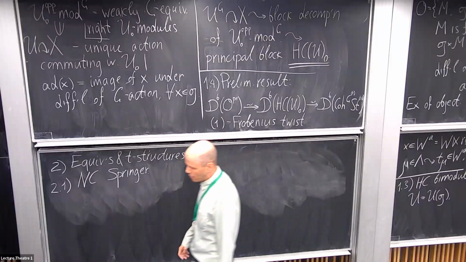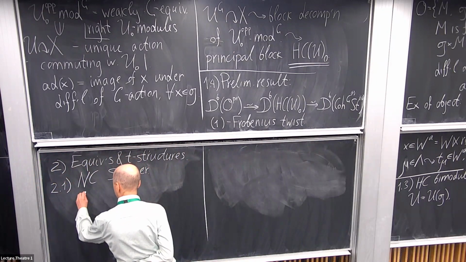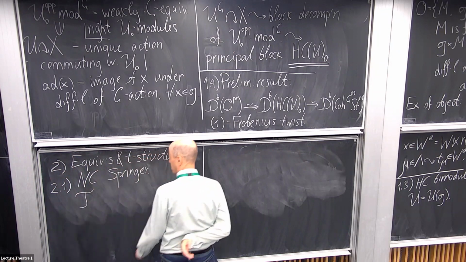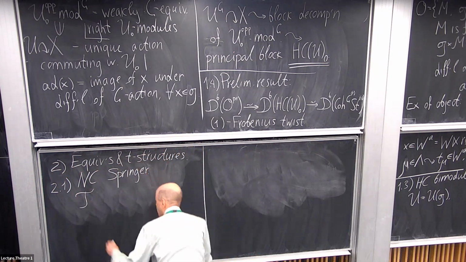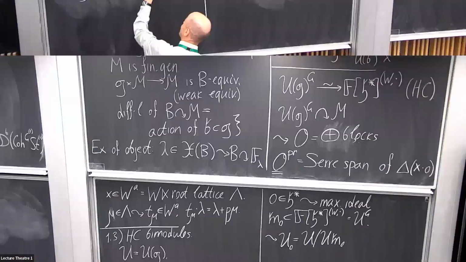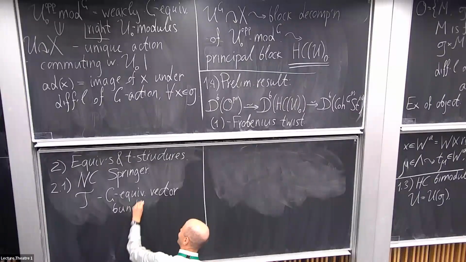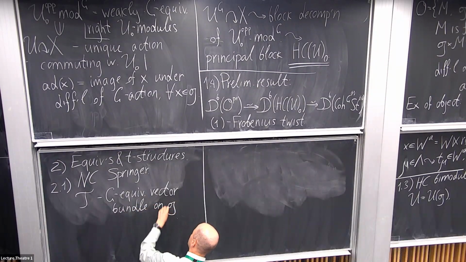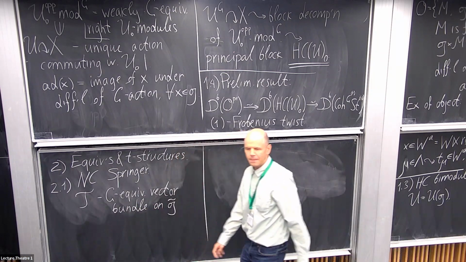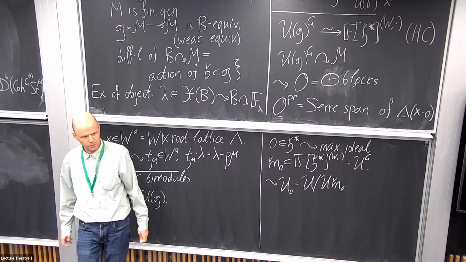So what is this about? I'm going to have a certain object that I'm going to denote by T, and what it is, it's a G-equivariant vector bundle on G tilde, which I'm not going to define, but I'm going to tell you something about it.